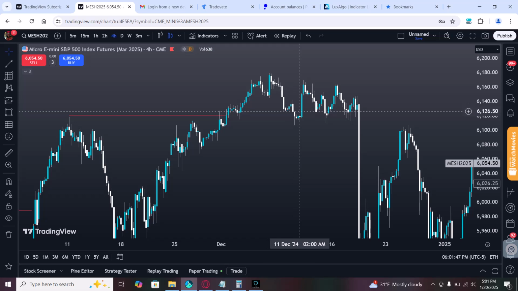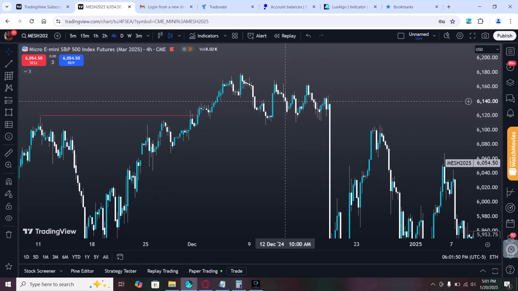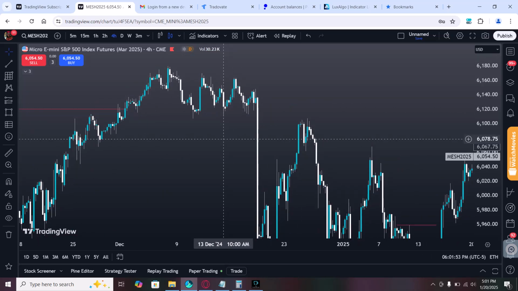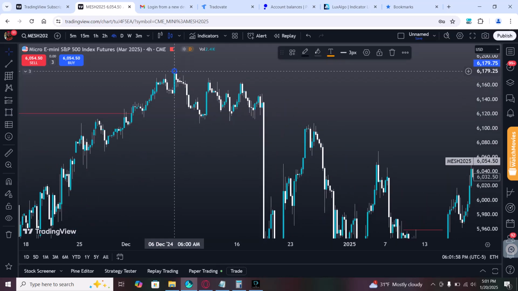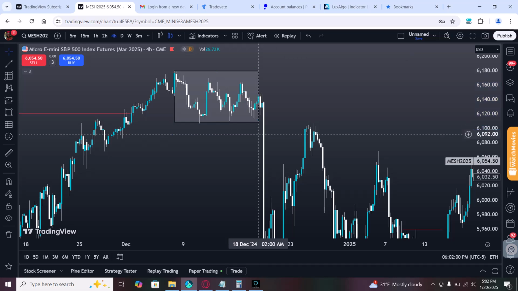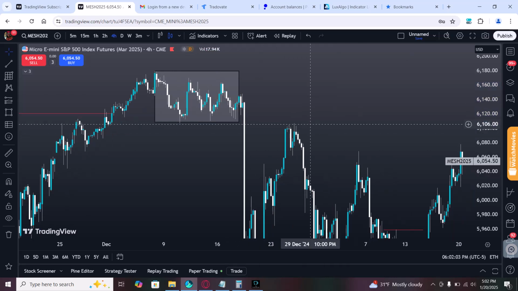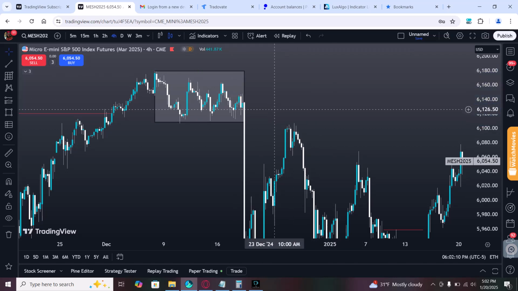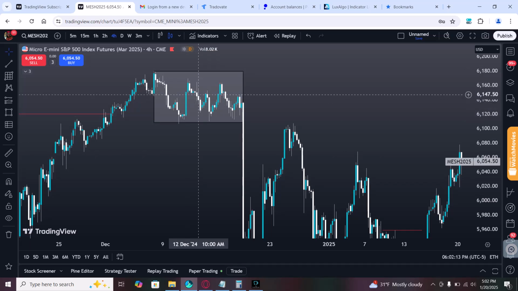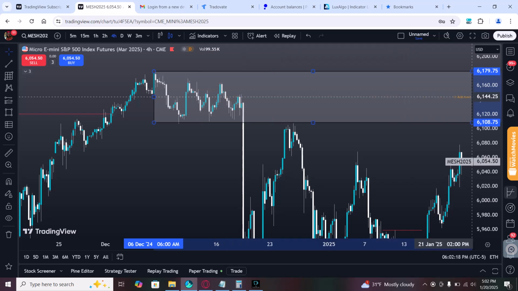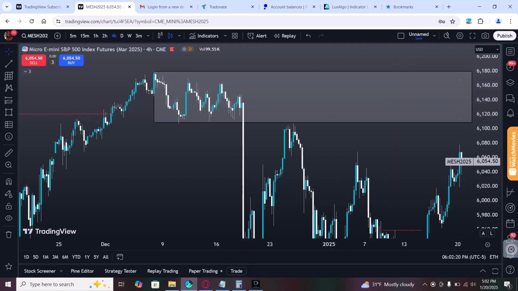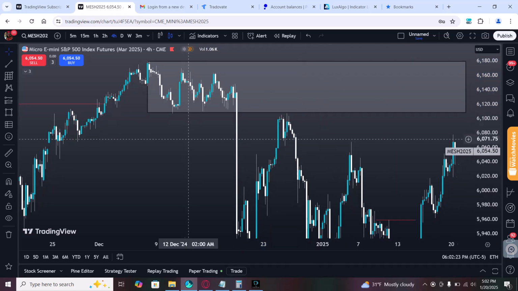Now we're consolidating. Now, one thing I love about consolidation is the RIMC method: the range, initiation, mitigation, continuation. It's similar to accumulation, manipulation, distribution, but this is RIMC. This is just a range, sideways market. Basically, this is where all the volume is. So when it comes back to this level in the near future, we'll see what happens from there.